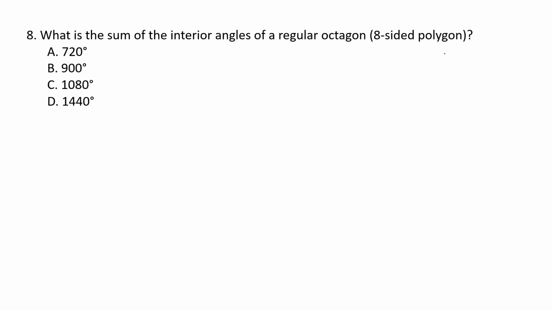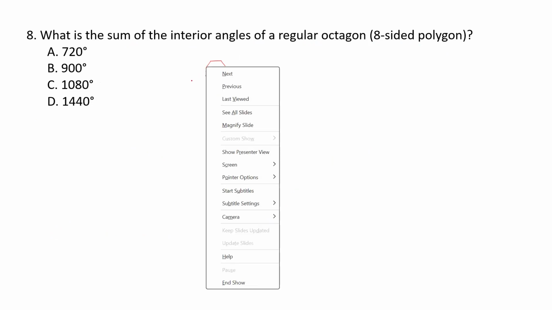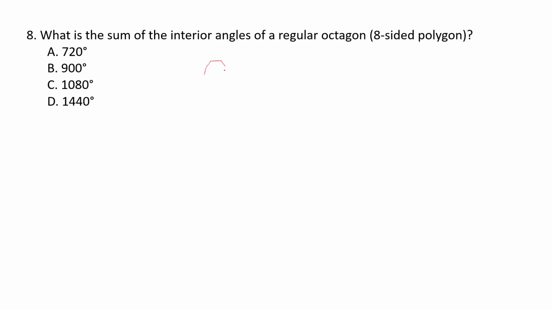So 8-sided polygon की बात हो रही है. So here 8-sided means 1, 2, 3, 4. Okay, how to draw? 4, 5, 6, 7, 8. So this is the shape, okay? So 8-sided octagon, right? So sum of interior angles.